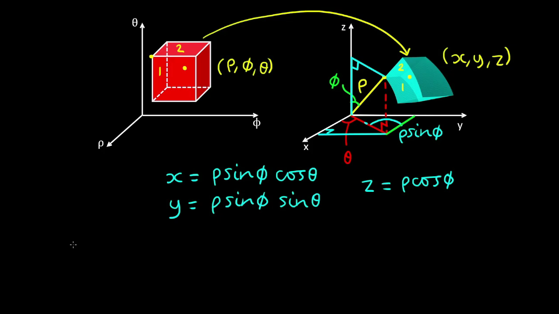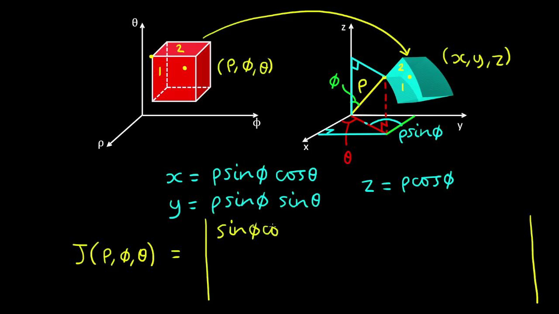And now we can find the Jacobian of the transformation from rho phi theta space, noting it's a Cartesian space, to xyz space. So we can write this in determinant form. So taking the partial of x with respect to rho, we get sine phi cosine theta, and the partial of x with respect to phi gives rho cosine phi cosine theta, and the partial of x with respect to theta gives minus rho sine phi sine theta.